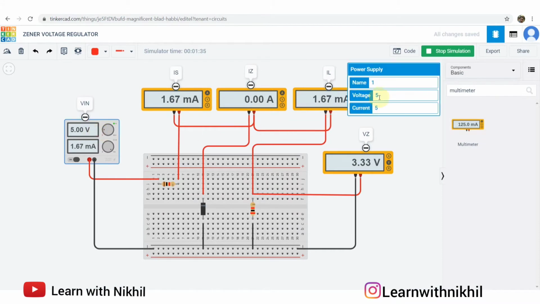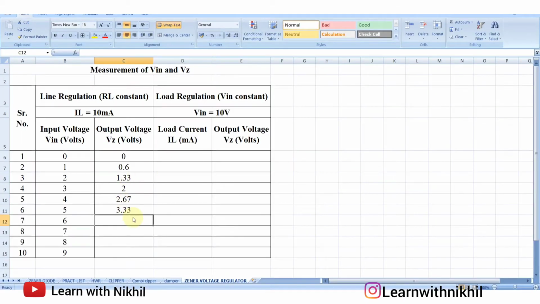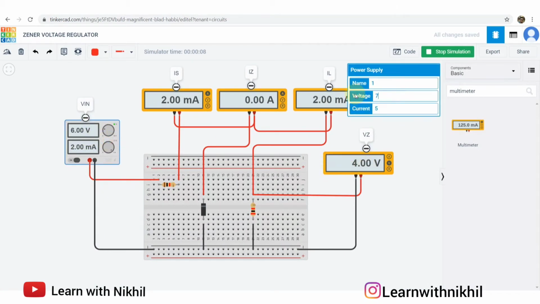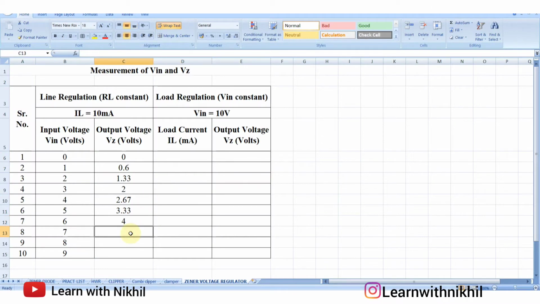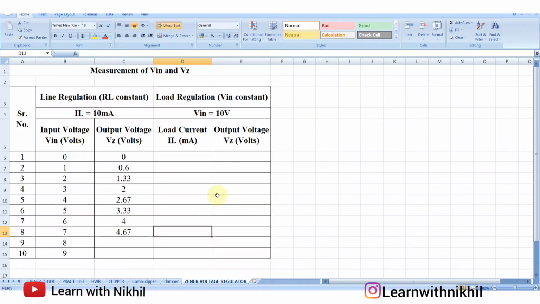Now when we are applying 6 volts, the VZ value is 4. So for 6, we have got the value as 4 volts. Now for 7, when input is 7, output voltage VZ is 4.67. Then for voltage 8, now this is 5.1.